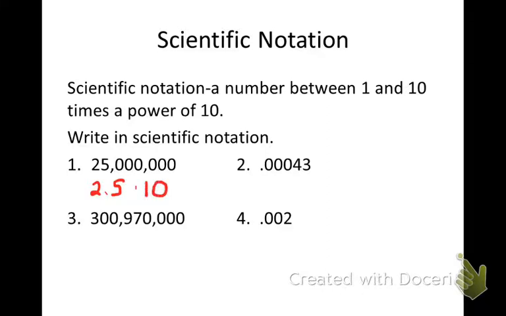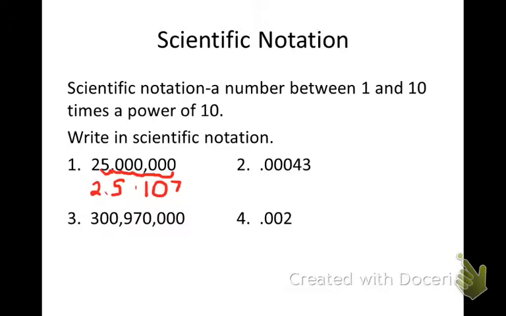Second part is times 10 to some power. You say, here's where I put it, how many do I have to move it back? So 1, 2, 3, 4, 5, 6, 7, so it'd be to the 7th power. So 2.5 times 10 to the 7th would be scientific notation.